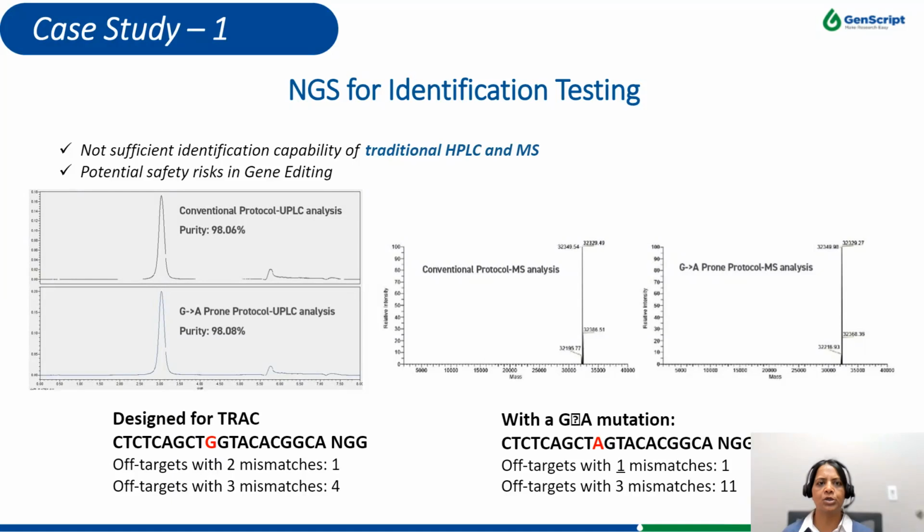However, this mutation may seem minor and may even be undetectable when using mass spectrometry, because the difference in molecular weight is only about 1 Dalton. And traditional analytical methods like UPLC and HPLC also struggle to distinguish the G2A mutation because the change is too small.